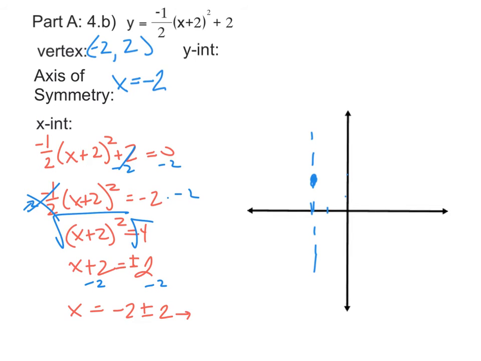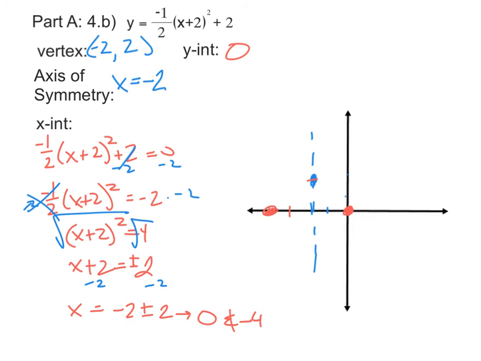And our two x-intercepts will be negative 2 plus 2, which is at 0, and negative 2 minus 2, which is at negative 4. So plotting them, we'll have one at (0, 0) and one at (negative 4, 0). To find the y-intercept, we're supposed to set x equal to 0, but I already plotted it. I got this one x-intercept that also lies on the y-axis. So that means my y-intercept must be 0.